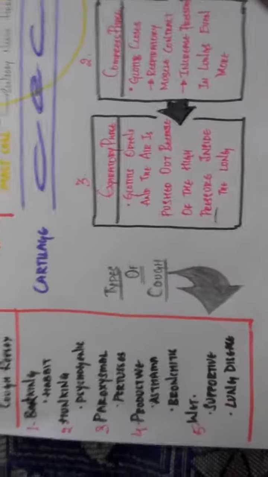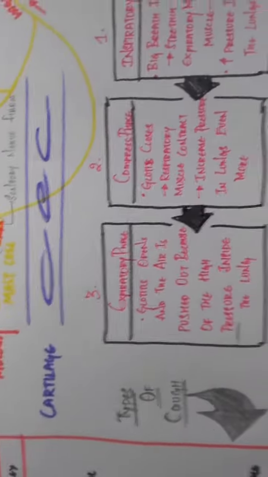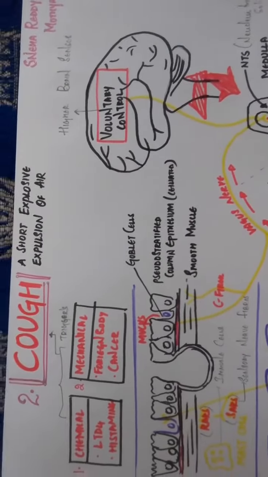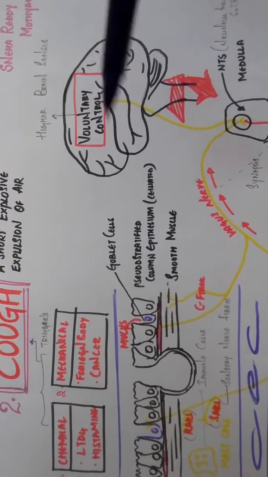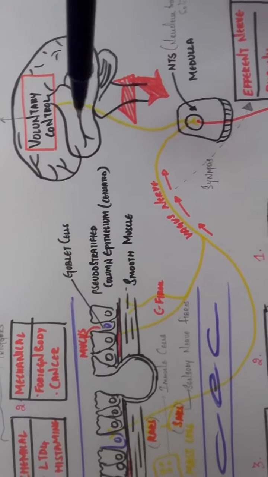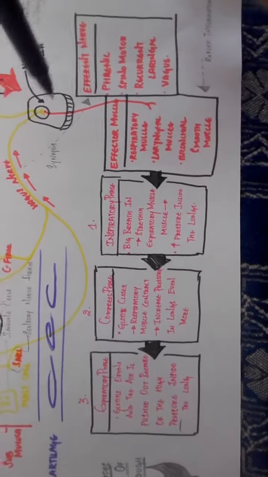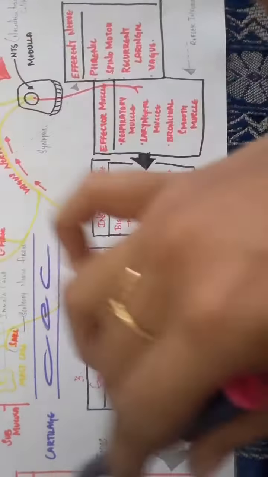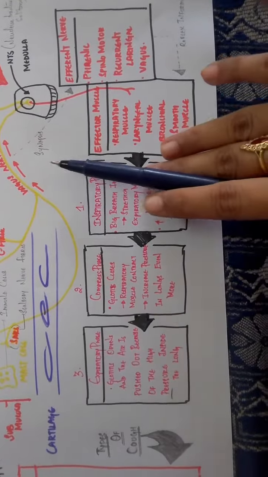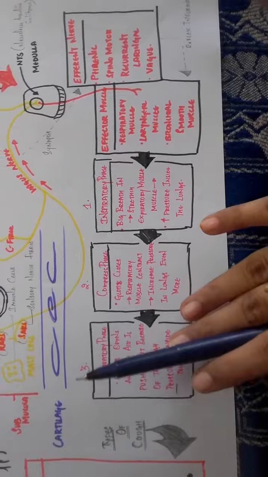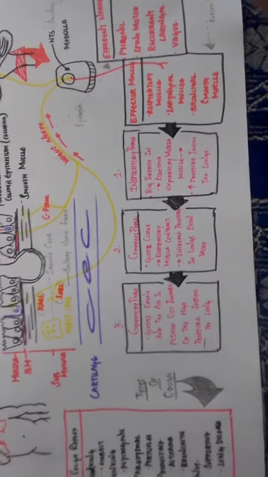Okay. And another reason for the cough is voluntary control. From the higher brain centers, the cough will start by voluntary control, and from there the nerve impulses will carry towards the NTS region of the medulla. From there again it carries to the effector muscles, then it continues through the three phases, that is the inspiratory phase, compression phase, and the expiratory phase. Okay. And this is the physiology of the cough.